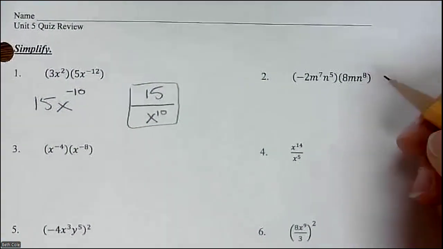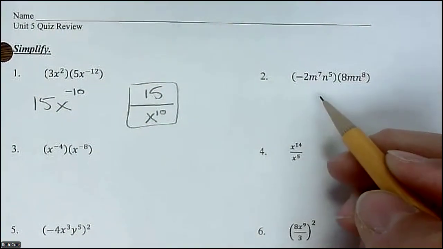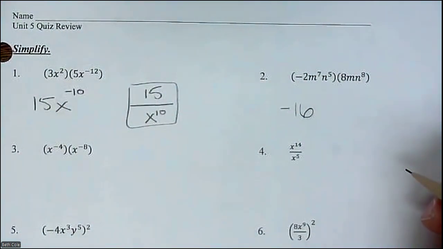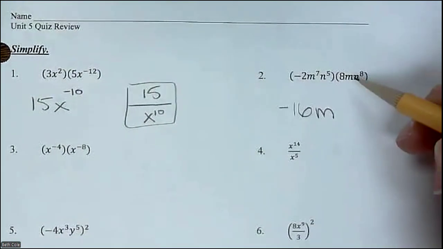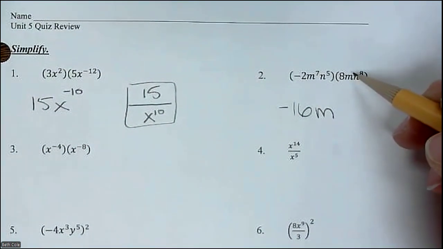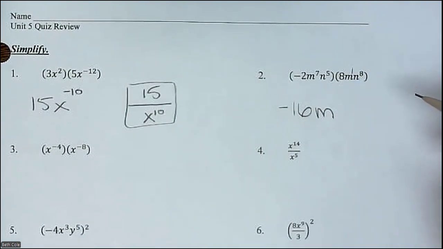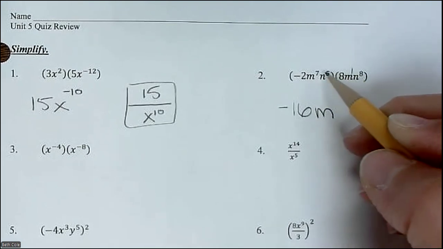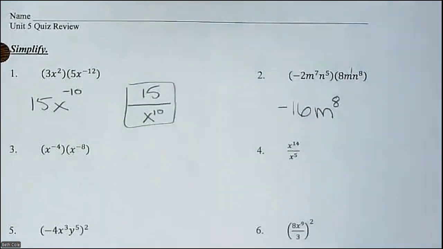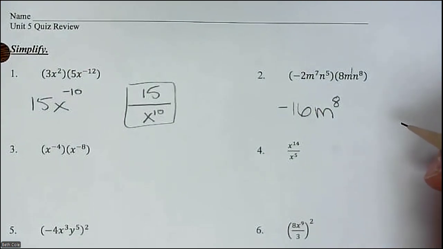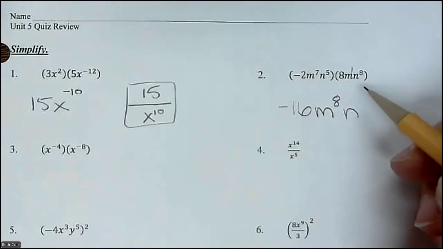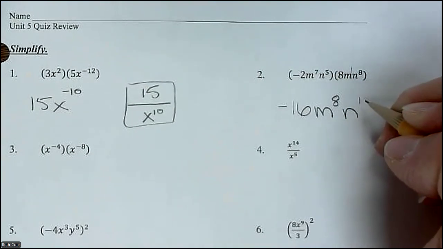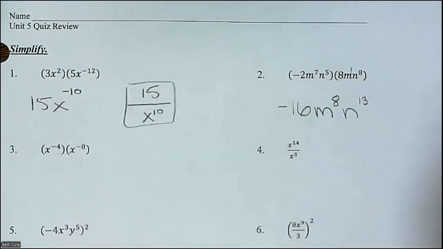You handled that. Awesome. Number 2, we're multiplying. Negative 2 times 8. Good. Negative 16. Put m. Now, this m does not have anything written. That means it is a 1. So you're going to have m to the what? 8. Why is it 8? Thank you. 7 plus 1 is 8. And then put n. You're doing 5 plus 8. 13.